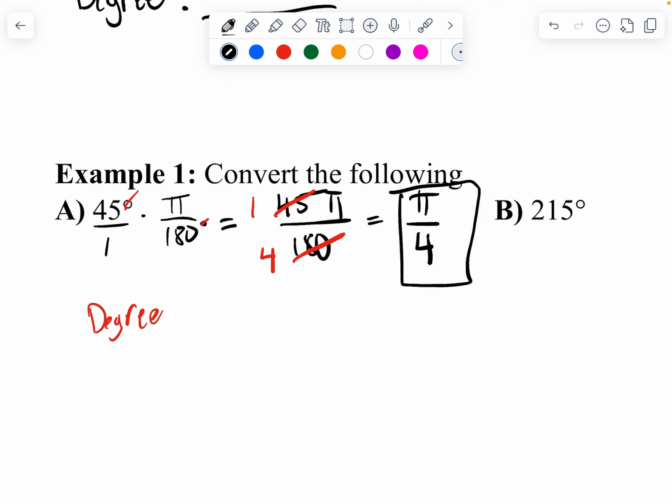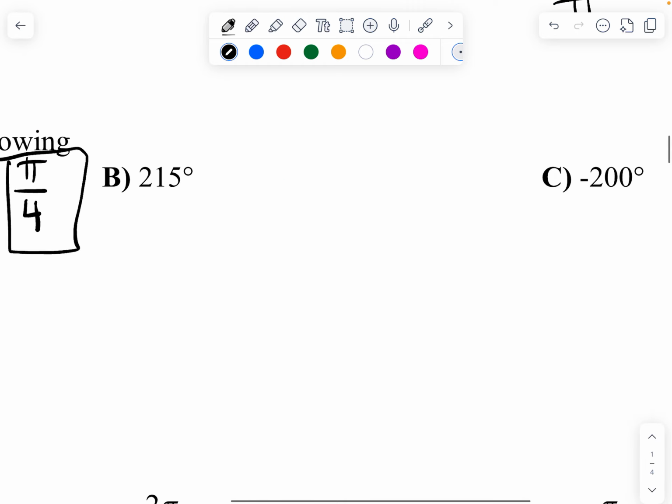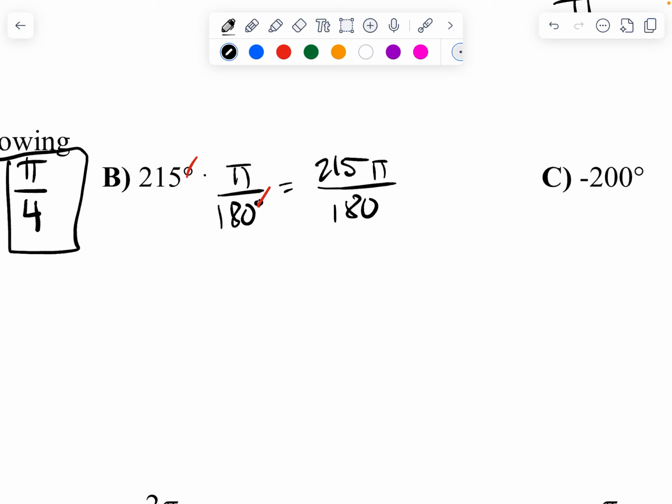So 45 degrees is equivalent to pi over 4. And we can do that for all of these, right? If it's a degree, times by pi over 180 degrees. Degrees cancel, we're left with 215 pi over 180. Simplify the fractions. Common number is a 5 on this one.